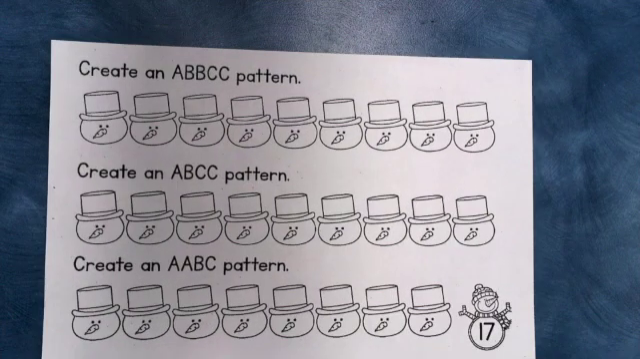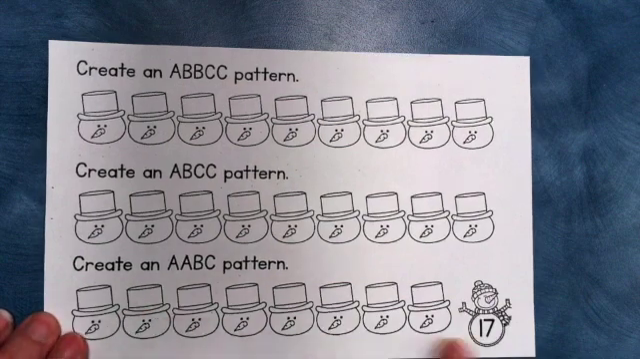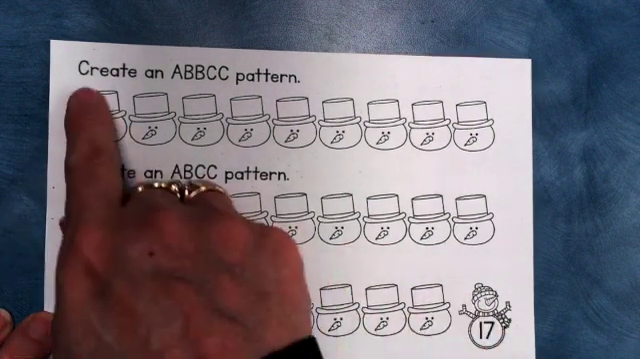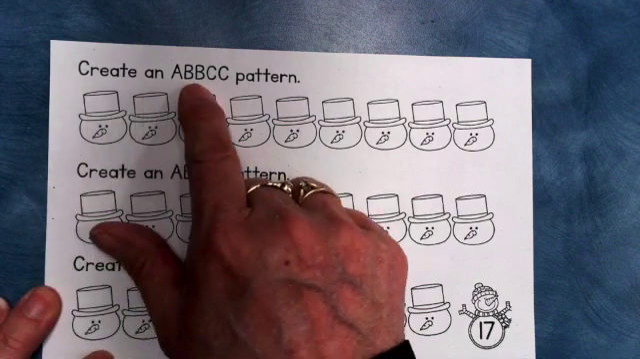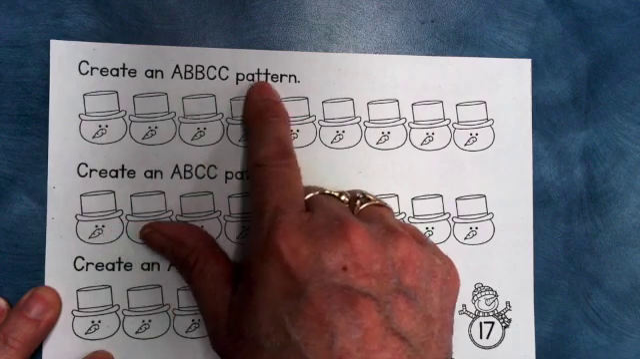All right, everybody in kindergarten, it's Tuesday, and we're going to start on our next math journal page, and it's page 17 down here in the corner, the snowman. And it says right here, we're going to create an A, B, B, C, C pattern.